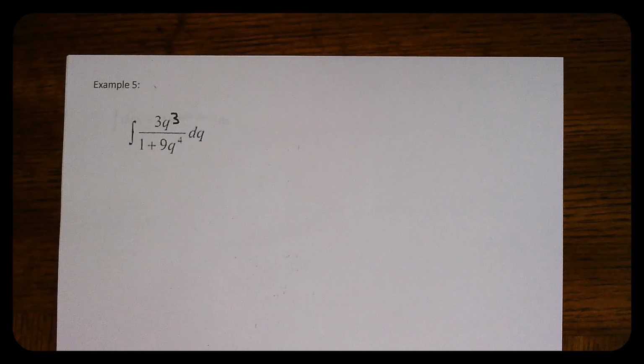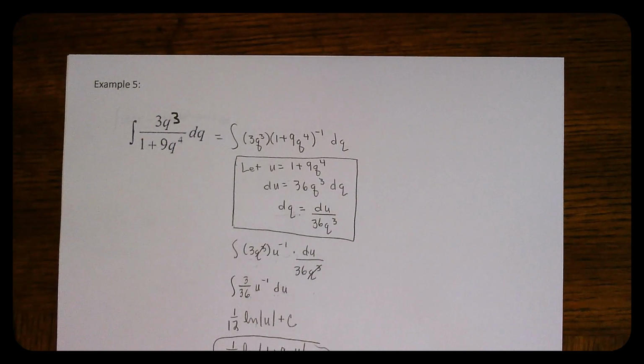Okay, pause the video and try this one. When you come back, I'll have the answer for you. All right, you should have gotten 1/12 times the natural log of the absolute value of 1 plus 9q to the 4th, plus c. If you did not get that, just pause the video and look at my work and your work and see if you can find your error.